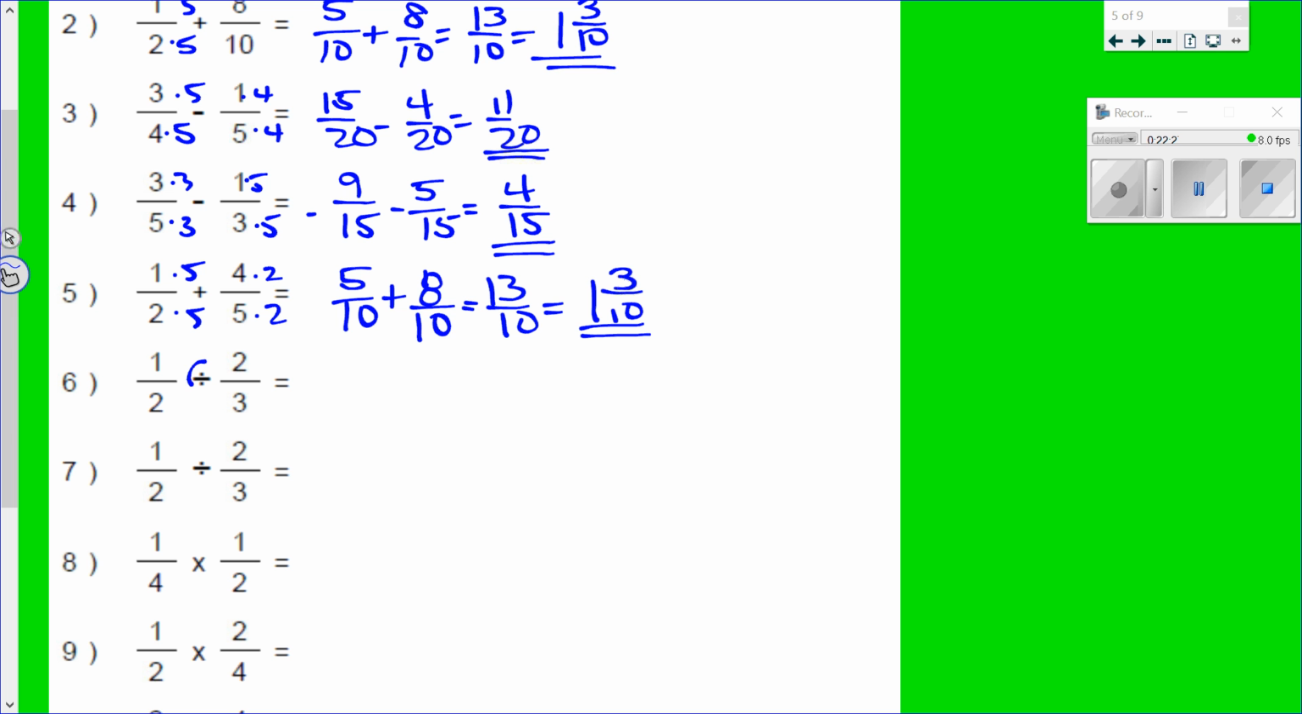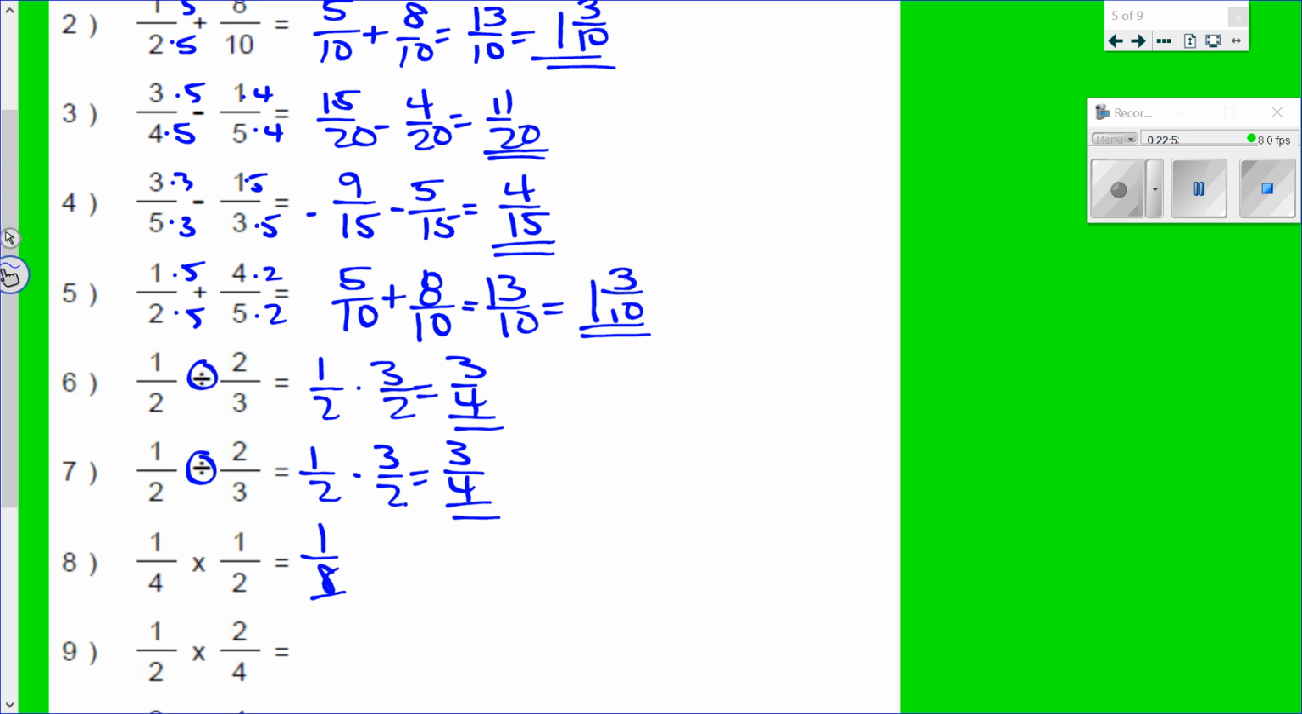Another division, so that's going to be my keep change flip. 1/2 times 3/2. No reductions that I can do, so that's just simple, straightforward 3/4. Another division, so a keep change flip. 1/2 times 3/2. It's actually the same problem, so I should have gotten that one by now. Multiplication, that's the easiest one. I don't do anything. Just 1 times 1 is 1. 2 times 4 is 8. This one I do have one reduction I can do. 1 times 1 is 1. 1 times 4 is 4.